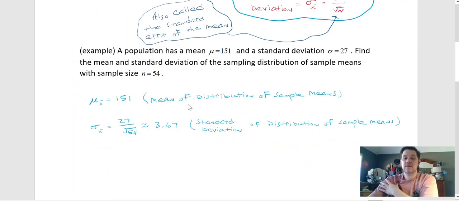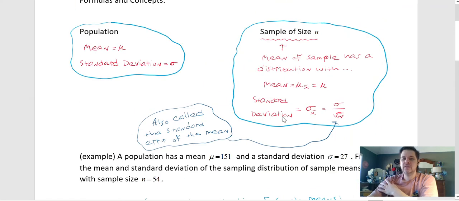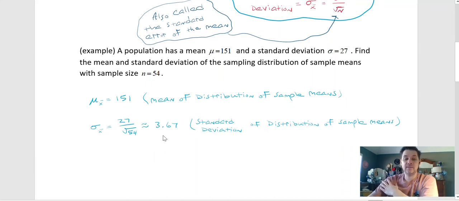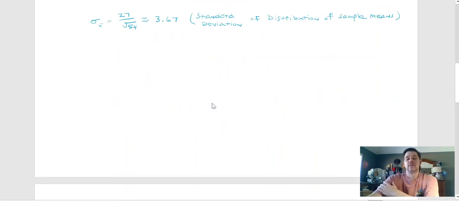And then the standard deviation of the sampling distribution is sigma, the standard deviation of the population, divided by the square root of the sample size. So that's 27, and the sample size was 54, so it's 27 over square root of 54, which if we do some rounding by a calculator, we get 3.67. And that is a case of just applying those formulas the way they are.